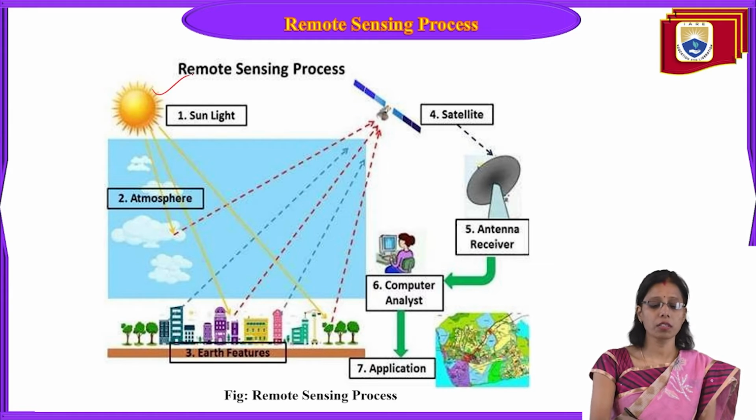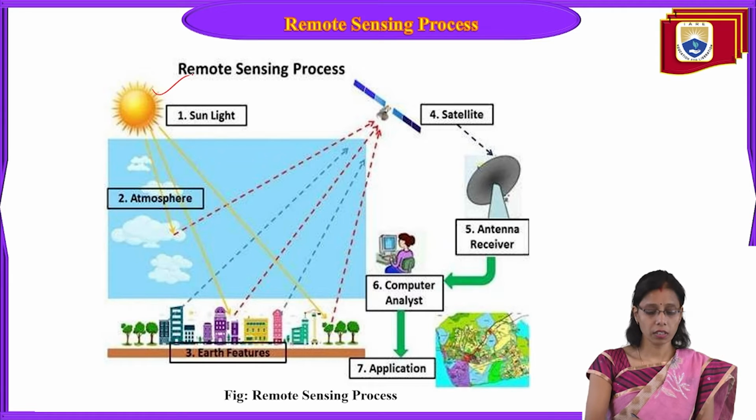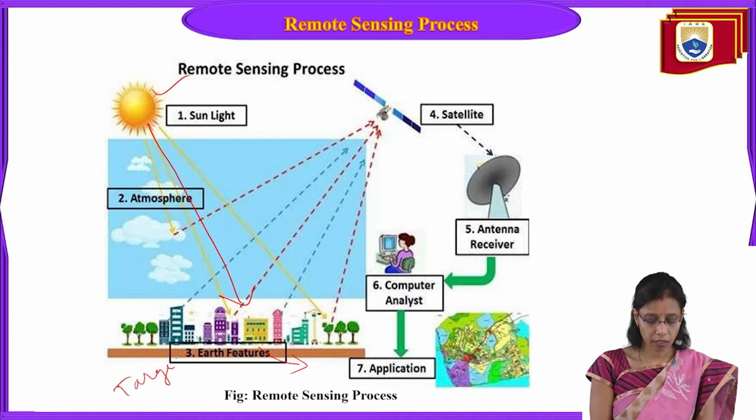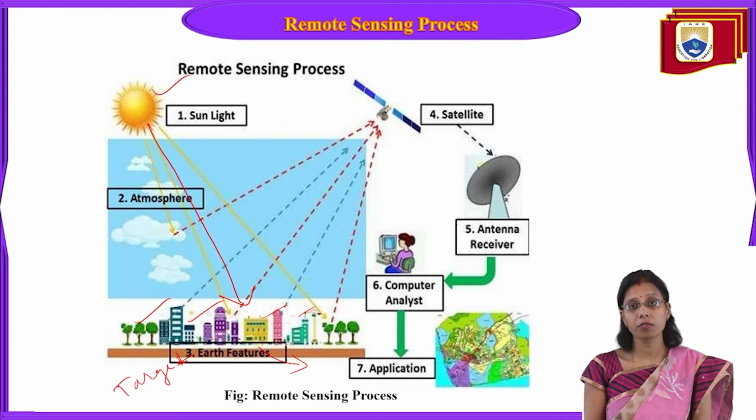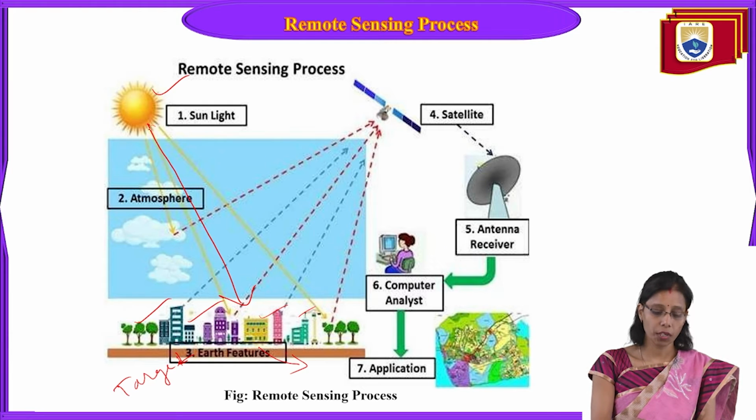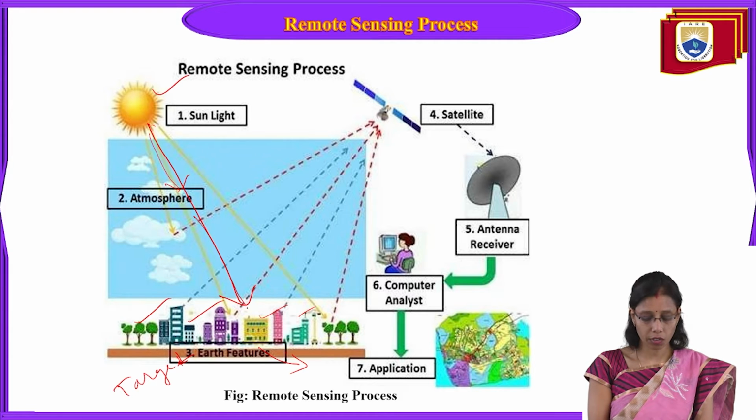So here the first thing is sunlight. When the sunlight is available, it falls on the ground, and these are our objects. It is called the target. So you have a tree, you have a building, different kinds of buildings, you have a tower here, a tree here, or whatever features you find on the ground; these are called targets. First, the sunlight passes through the atmosphere. This is the atmosphere, it has to pass through the atmosphere, then it falls on the ground.